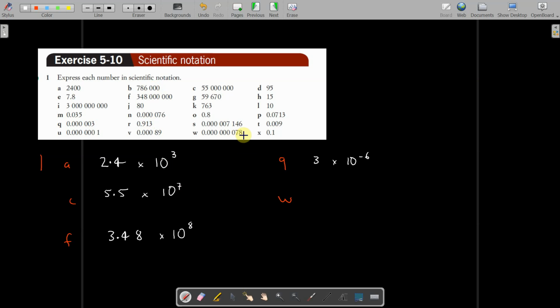W. 2 significant figures, 7 and 8. Put the decimal point here to make it a number between 2 and 10. And now we're going to move the decimal point from where it is here between the 7 and the 8 back to where it should be. 1, 2, 3, 4, 5, 6, 7, 8, to the minus 8. Okay.